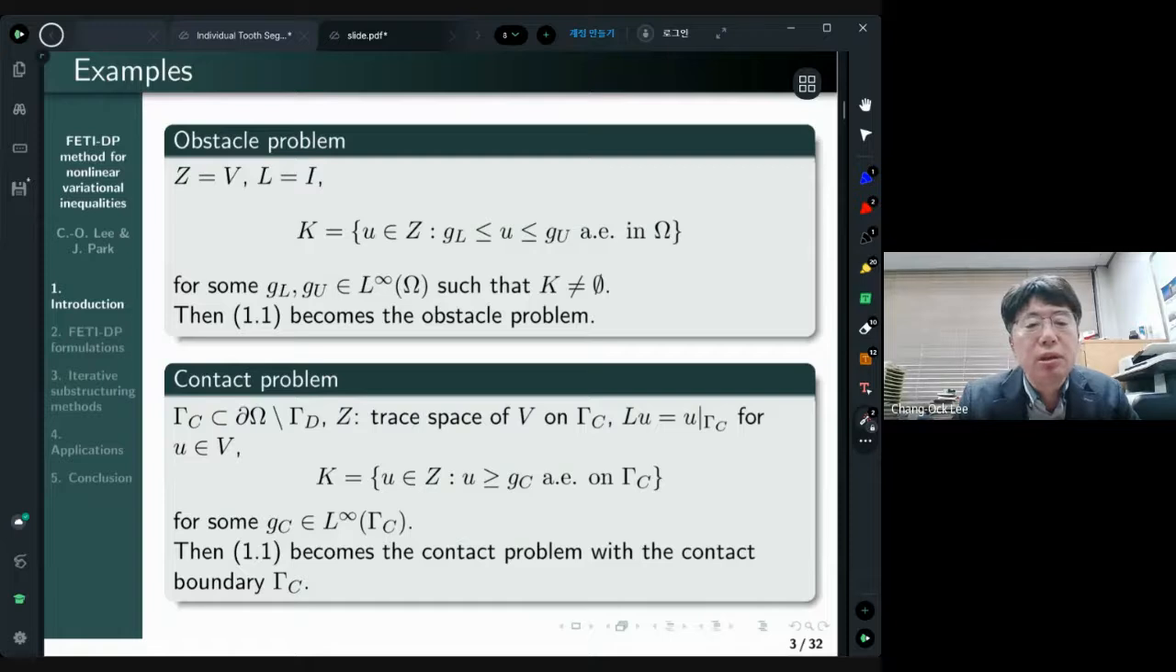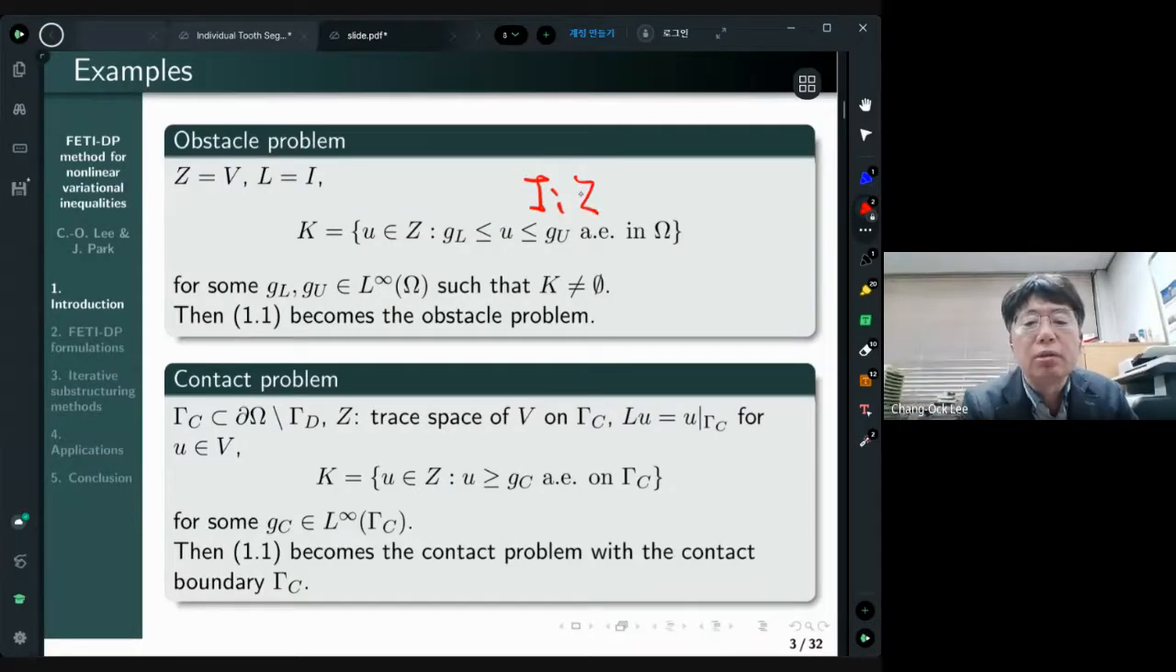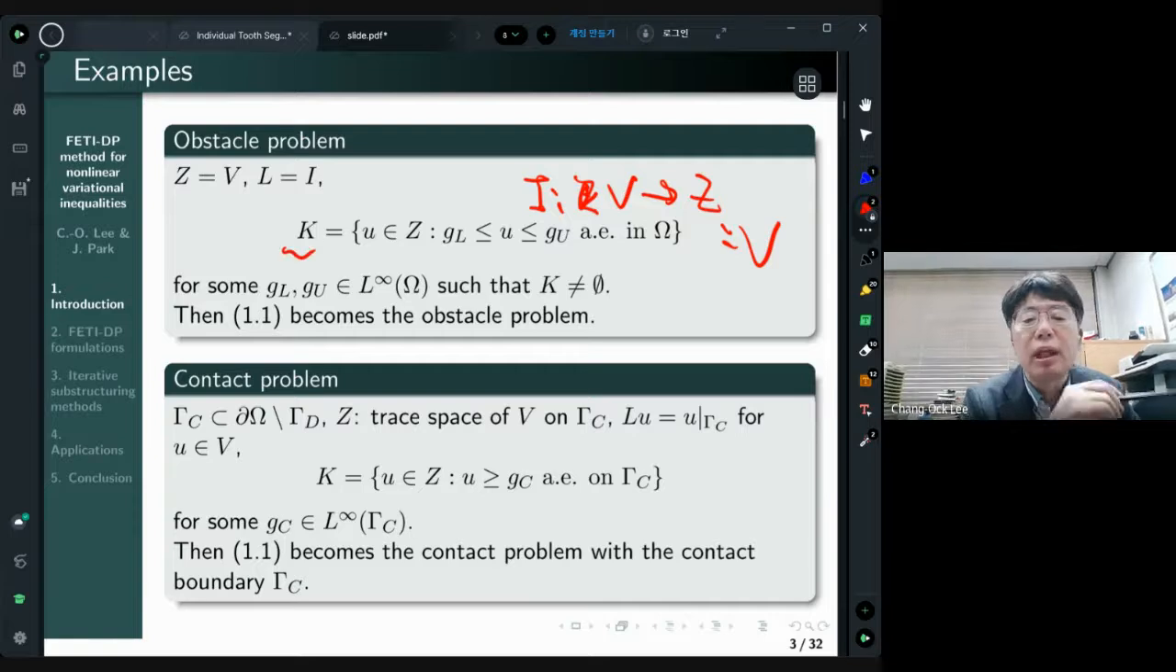So that is a very standard way. And let me introduce some examples of two variational inequality models. The first one is obstacle problems. So we consider the linear operator L is just the identity, and Z is the same as V. So we have the identity as this mapping from V to Z, and actually Z equals V. So our constraint is that K is now this. The solution u should be below a given function g_u, and it should be above g_l. So that's our constraint, and in that case K should be non-empty also.